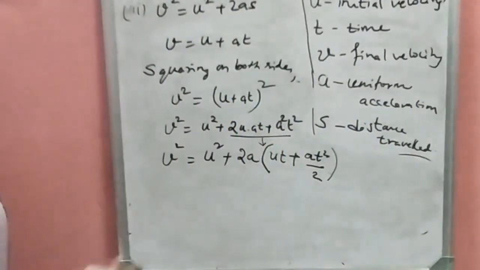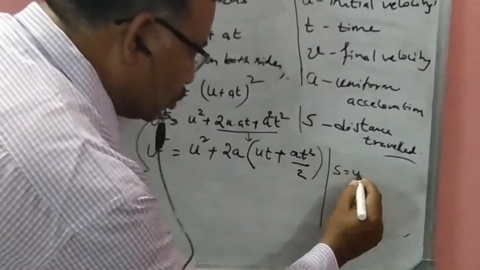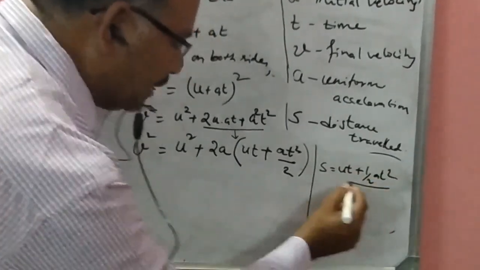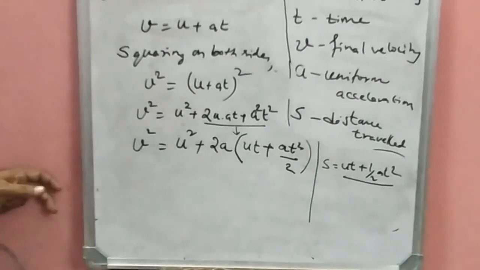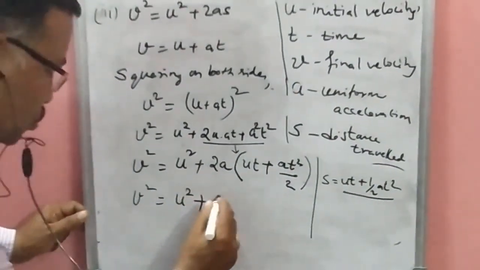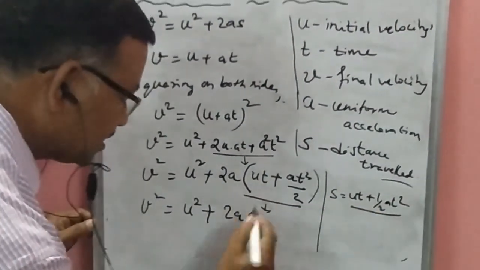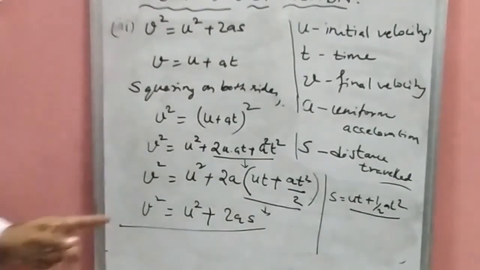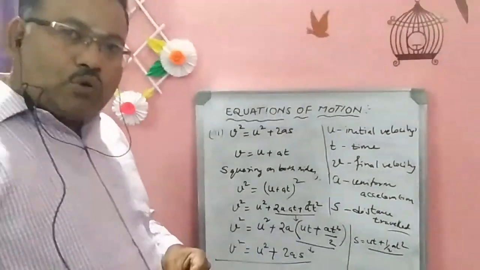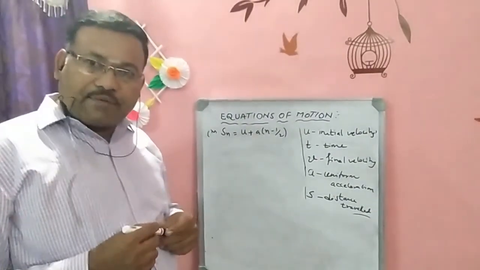Shortly, I have expanded it. Already you know the second equation, S = ut + ½at². So ut + ½at² is nothing but S. So here v² = u² + 2a, and for all these items we know the value S. So simply we got v² = u² + 2as. This is the third equation. Now we will move to the fourth one, which we are going to derive.